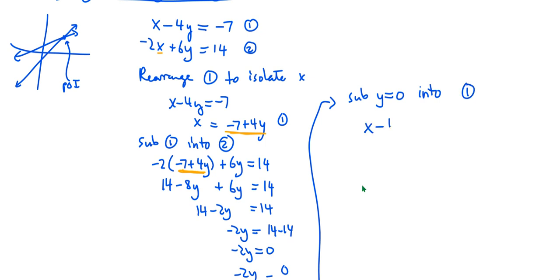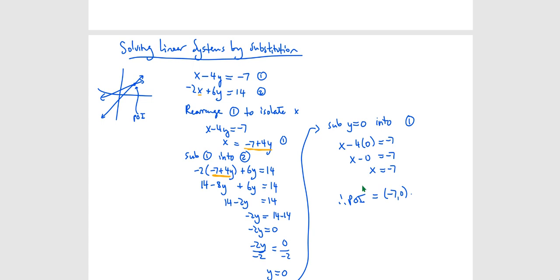So I'm going to go x minus 4 times 0 equals negative 7. And so x minus 0 is negative 7, and that's just x equals negative 7. Therefore, my point of intersection is negative 7, 0. Okay, and that's it. I've done the solution by substitution.